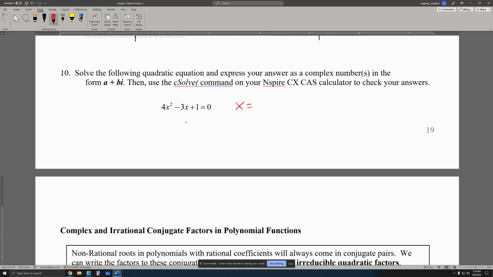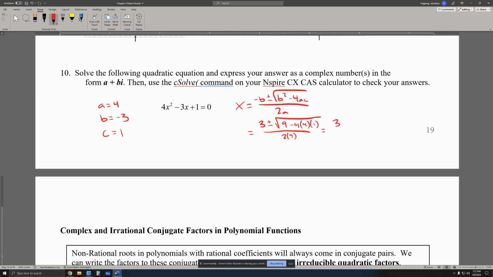As a reminder, the quadratic formula is -b plus or minus the square root of b squared minus 4ac all over 2a, where a is the coefficient of the quadratic term, b is the coefficient for the linear term, and c is the constant term. So we have this is equal to 3 plus or minus the square root of b squared, so that would be negative 3 squared, or 9, minus 4 times 1, all over 2 times 4.